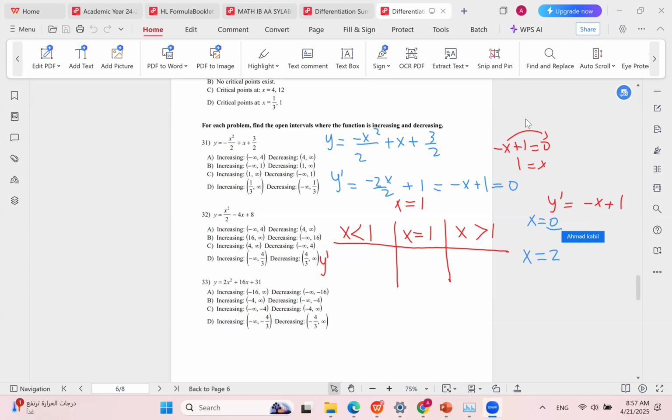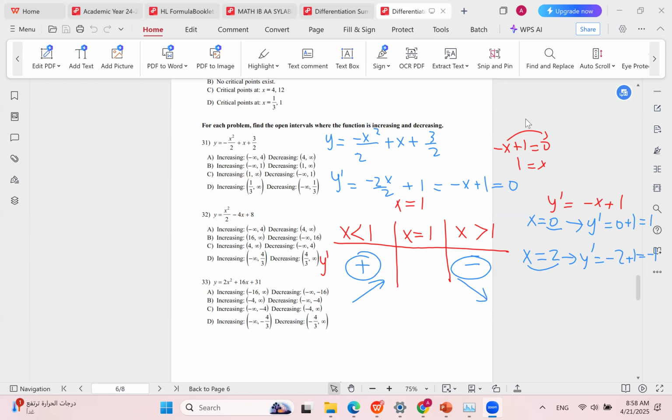So for x equals 0, we get y dash equals 0 plus 1, which is 1. So we know that y dash is positive. So for any value smaller than 1, the y dash is positive. For any value bigger than 1, like x equals 2, we plug into y dash. So y dash equals negative 2 plus 1. This is negative 1. So the y dash is negative. So here the function is increasing, here the function is decreasing.